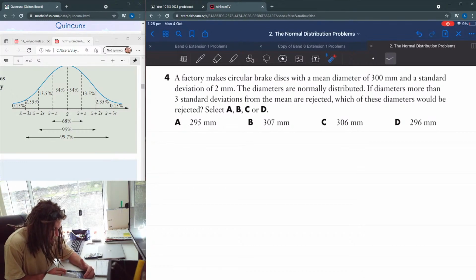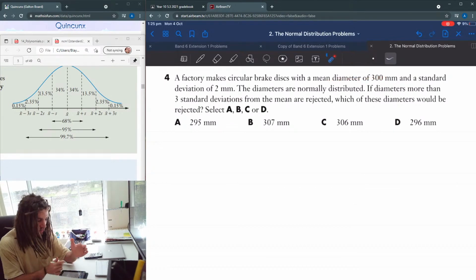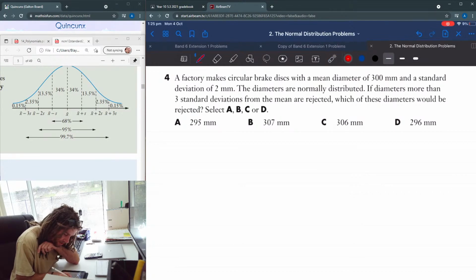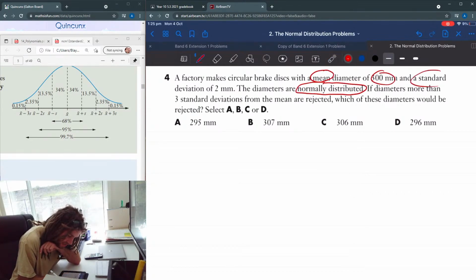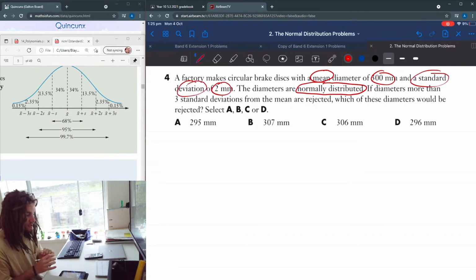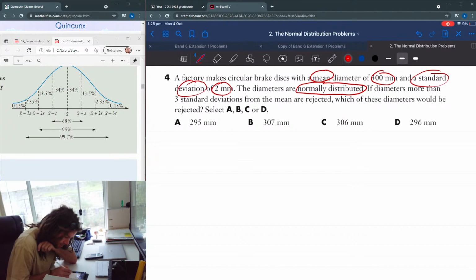Okay. A factory makes circular brake discs with a mean diameter. So they give you all this context, they give you a full paragraph. All you care about is that you're looking for 3 things. You're looking for the fact that it's normally distributed, you're looking for a mean, and a standard deviation. Okay, that's the 3 things you want, and then you draw a picture from there. So I draw my picture.